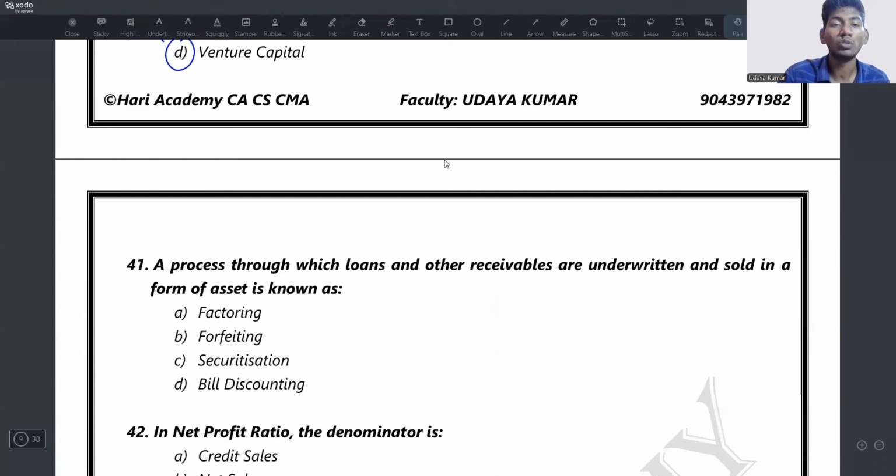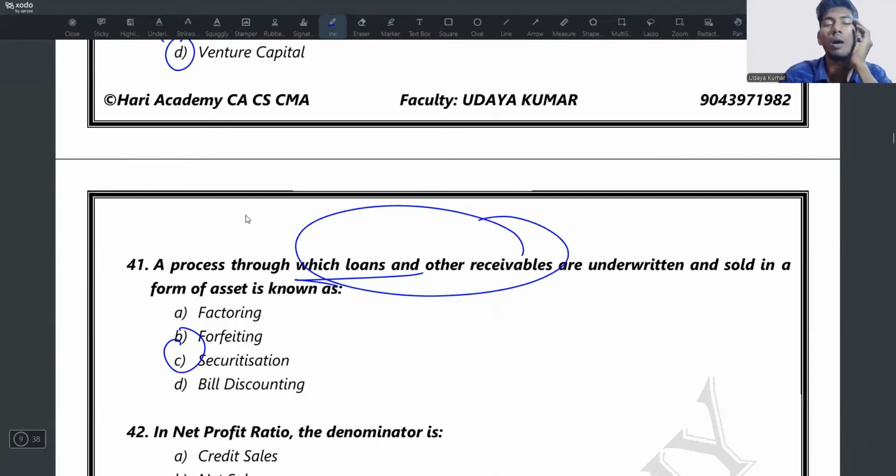Because a process through which loans and other receivables are underwritten and sold in a form of asset.